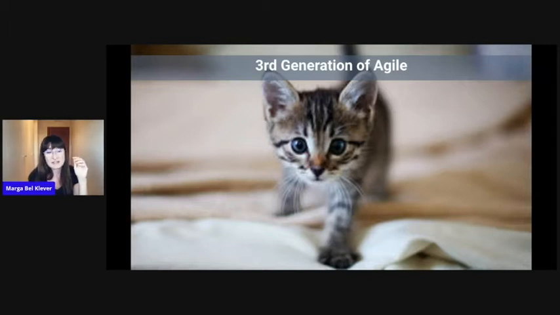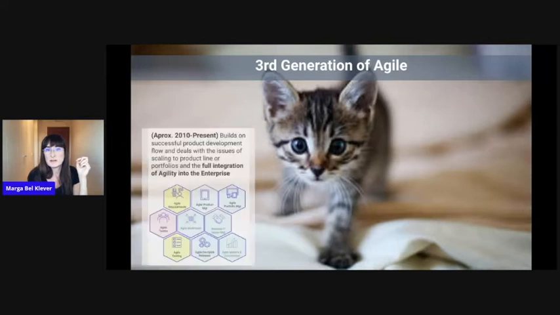From 2010 until now, we are in the third generation of Agile, built on a successful product development flow, dealing with the issues of scaling, dealing with portfolios, the full integration of agility into the enterprise. In addition to working with the product at the global level, we have to focus on the management of demand and the portfolio level. We have to focus also on DevOps. We have to implement metrics and the governance of the processes. We have to work also with multi-team setups and sometimes, in some companies, bimodal models, which is a hybrid between employees and suppliers, and we have to change the relationship or contracts also.